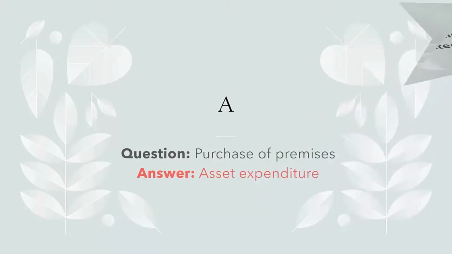A. Purchase of premises. Answer: asset expenditure. Explanation: why? Purchasing premises is a long-term investment for the business. Premises are non-current assets that the business will use for many years, possibly decades. This spending is not treated as a short-term expense because the premises are not used up in the current year. Instead, they remain an asset on the balance sheet and are gradually depreciated over time.